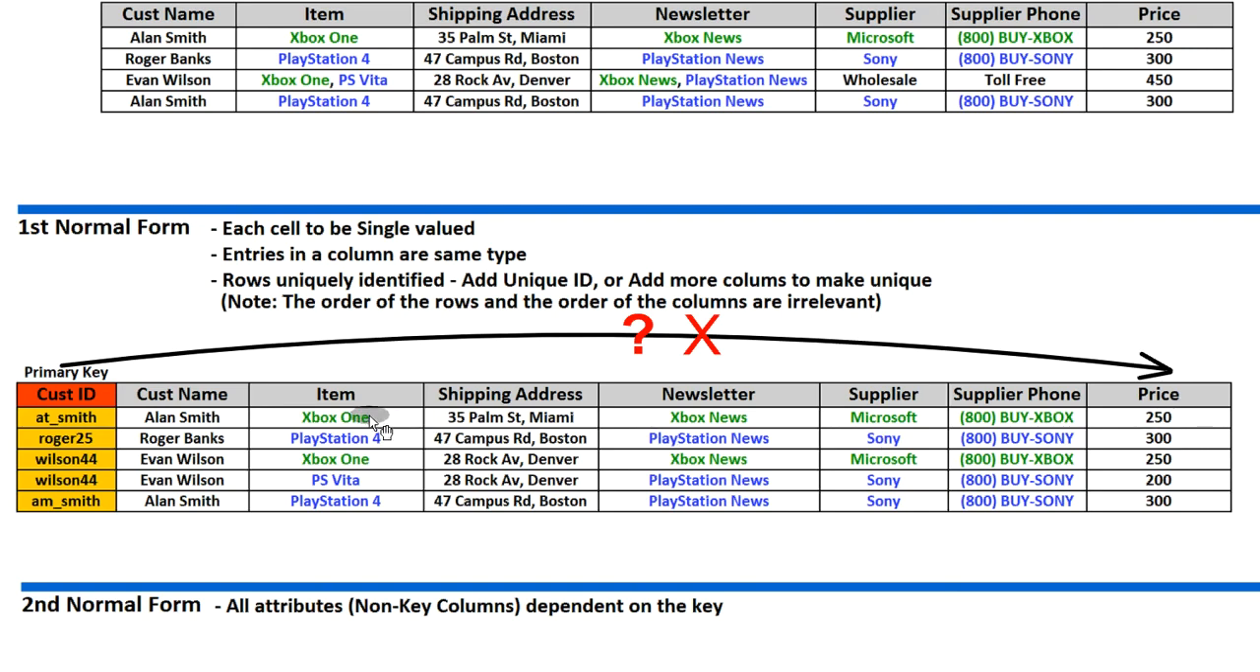It doesn't matter who buys an Xbox One, the price will be the same. When Alan Smith or Evan Wilson buy it, the price will be the same. So the key in the table doesn't determine this. So we have attributes, meaning columns, that don't depend on the key. So those have to be separated out.